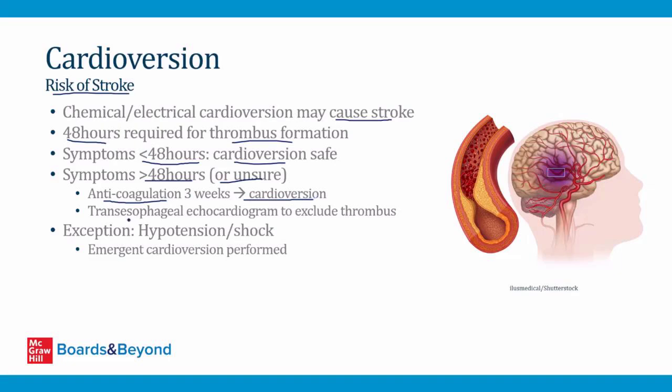The second option is to perform a transesophageal echocardiogram. This can get those up-close ultrasound images of the left atrial appendage like we saw earlier in this video, and you can exclude the presence of thrombus, and then immediately after the echocardiogram, you can safely perform the cardioversion. Now, one exception to all these things I've written here is hypotension or shock. If a patient has hypotension or shock from rapid AFib, then you perform an emergent cardioversion and you accept the risk of thrombus because the shock is a life-threatening situation.